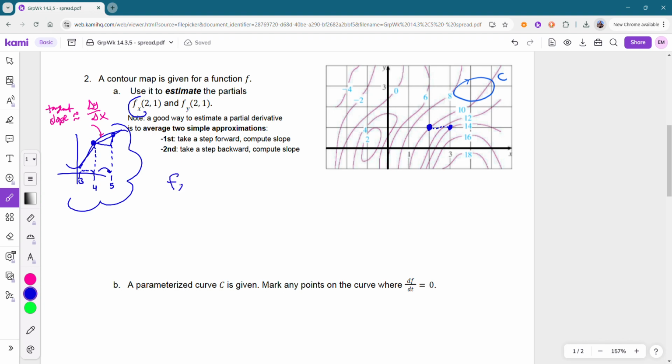And so here, f_x, our estimate for this first step: f_x is approximately the change in z over change in x that we saw. The change in z, we went up from 10 to 14, so I'll write this as 14 minus 10. And our change in x was 1. I'll write it as 3 minus 2. All right, and that gives us 4 over 1, which is 4.